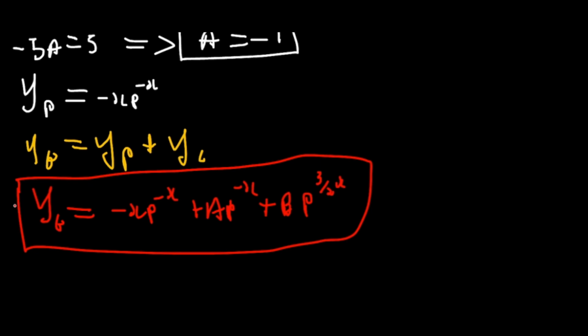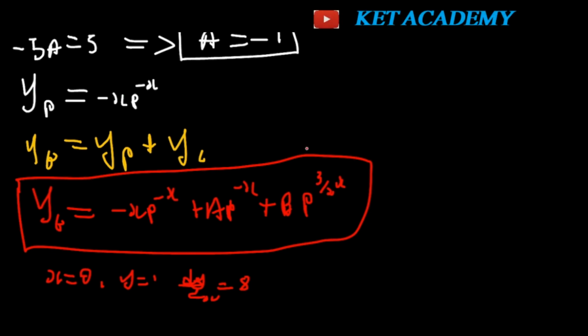But just to elaborate more, most times they're going to give us conditions like x equal to 0, y equal to 1, when dy/dx is equal to, let's say, 8 or any value. In this case, when conditions are given to you, you simply need to substitute them and get the values of a and b. At the end, you substitute the values of a and b. That will be the exact general solution of the differential equation.